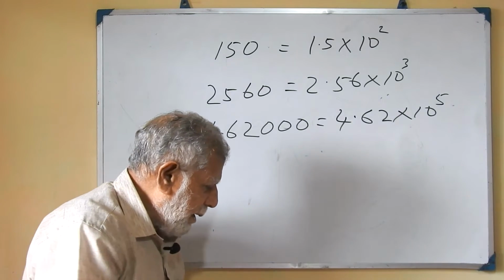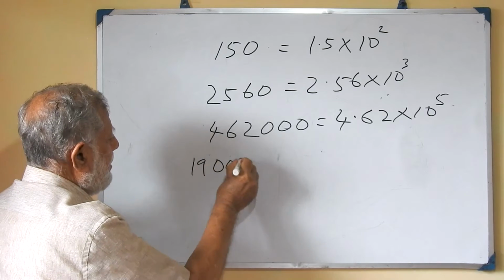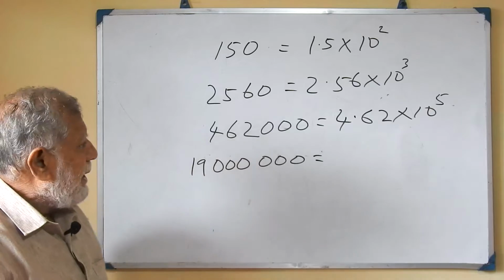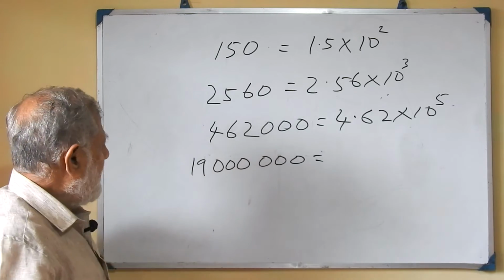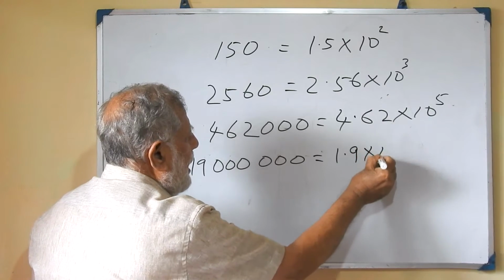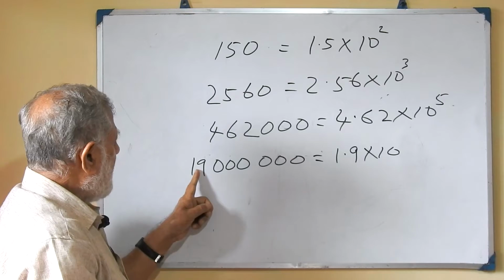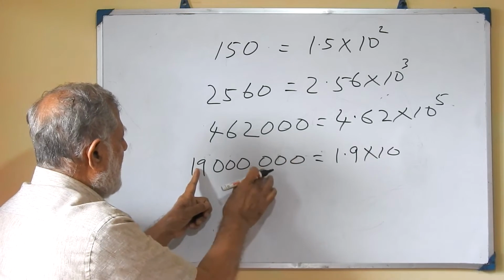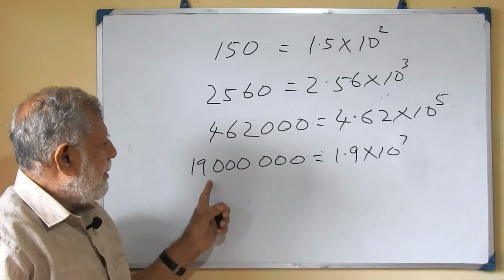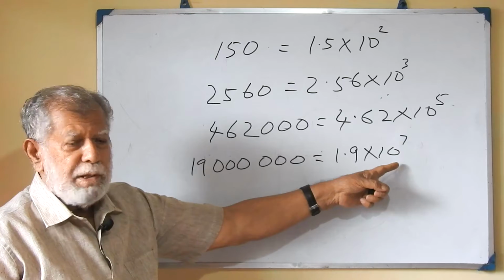So if we have a number, we'll say 19 million, to write this in scientific notation, we write 1.9 into 10 to the power of. Now here we just count the zeros and the numbers from this end to this end. So it will be 3, 6 and 1, 7, 10 to the power of 7. So 19 million in standard form is 1.9 into 10 to the power of 7.